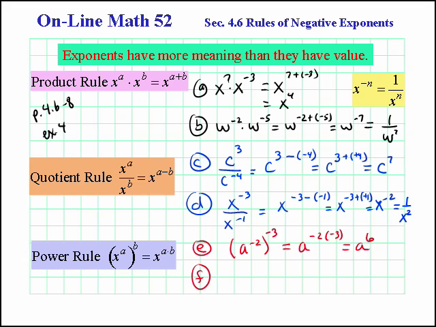Letter F, p to the negative 5 squared. That is, again, the power rule, p to the negative 5 times 2. That's p to the negative 10. But because the end result so far has a negative exponent, we really need to do one more step and make it 1 over p to the 10th.